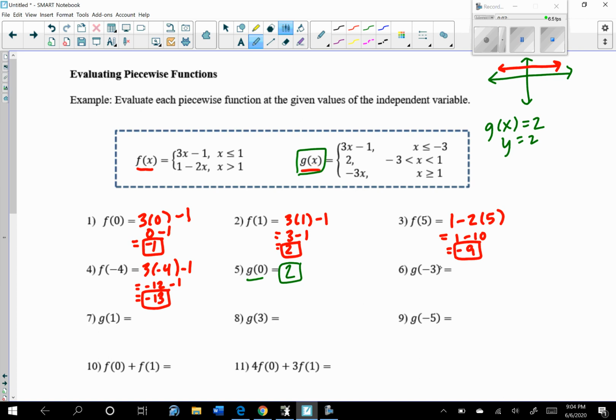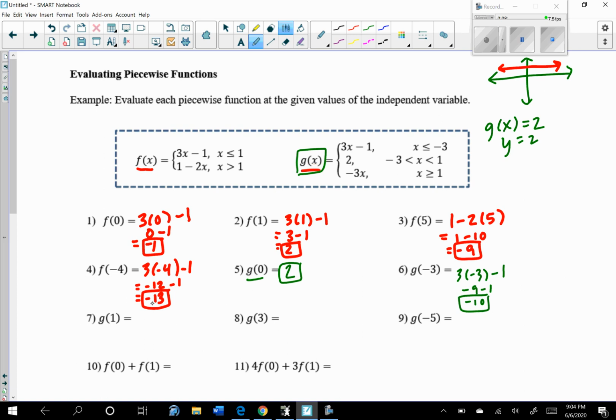Looking at g of negative 3, excuse me. So looking at negative 3 is less than or equal to negative 3, so that means we're using the top equation. So 3 times negative 3 minus 1, which gives us negative 9 minus 1, which is negative 10.